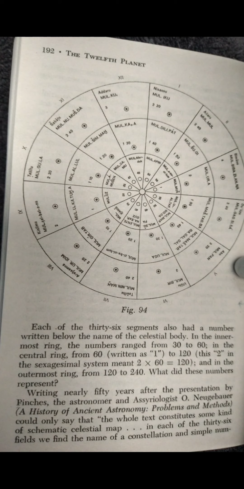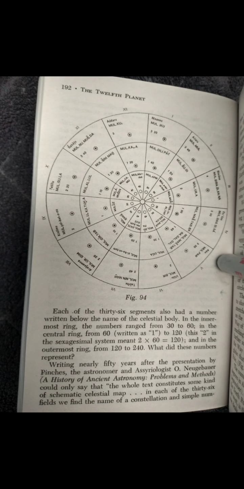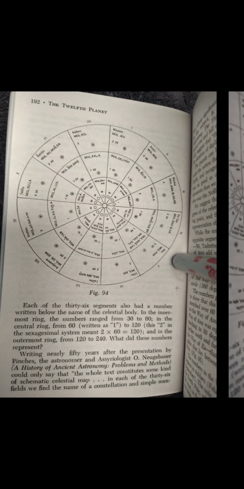Writing nearly 50 years after the presentation by Pinches, the astronomer and Assyriologist O. Neugebauer, in A History of Ancient Astronomy, Problems and Methods, could only say that the whole text constitutes some kind of schematic celestial map. In each of the 36 fields, we find the name of a constellation and simple numbers whose significance is not yet clear.